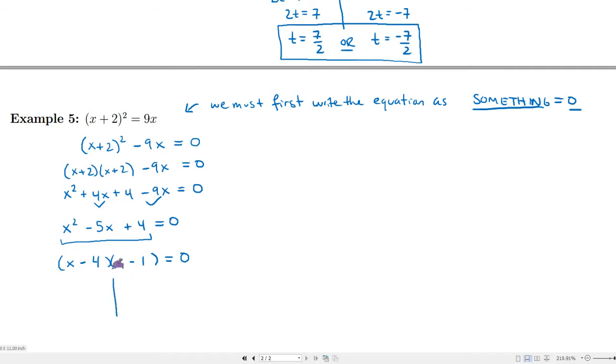So now we have a factorization equal to 0, which is quite different from what we had up above, right? Up above, we don't have something equal to 0. But now we're at this stage: we have something equal to 0, so we can use our property of 0 and say that one of these factors is 0. So x − 4 = 0 or x − 1 = 0, which means x = 4 or x = 1, just adding that to both sides. Those are our two solutions.